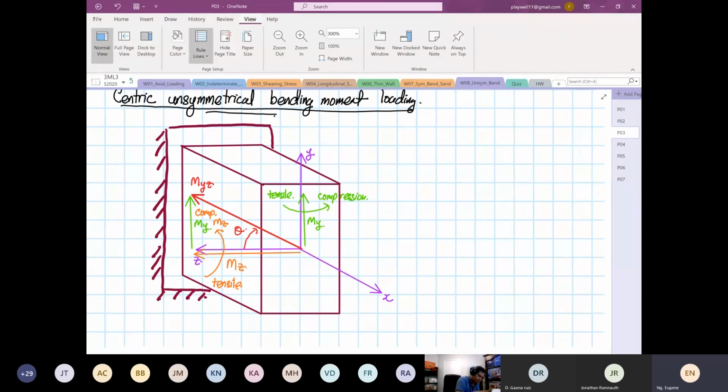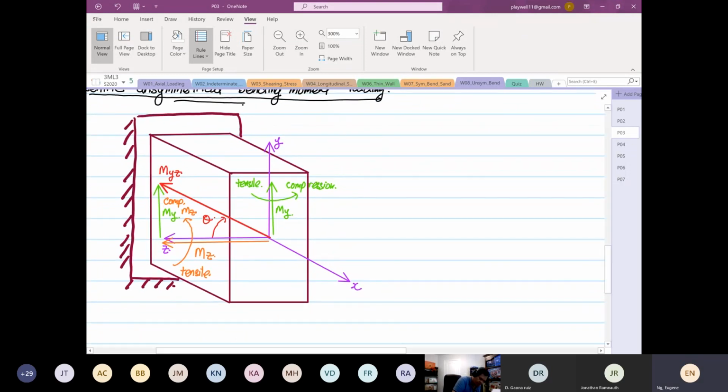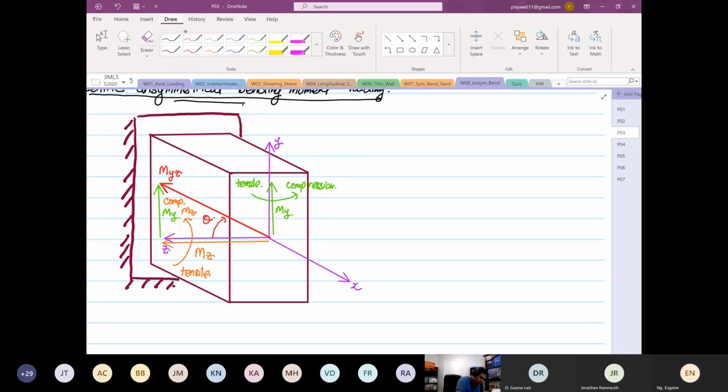So from here, we know, so we have to break them down to components, right? You know the MY. So we know the MY is equal to M sine theta. Okay. And we also know that MZ is equal to M cos theta. Right? We know that MY is M sine theta. MZ is going to be M cos theta.